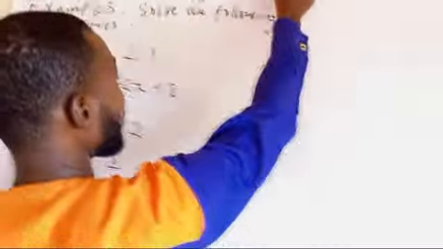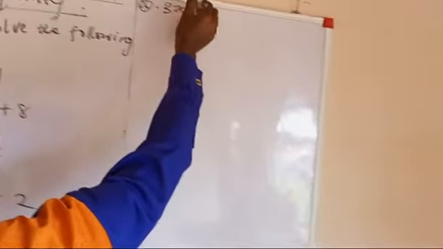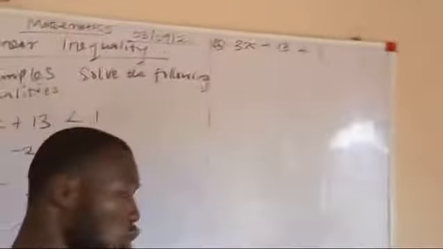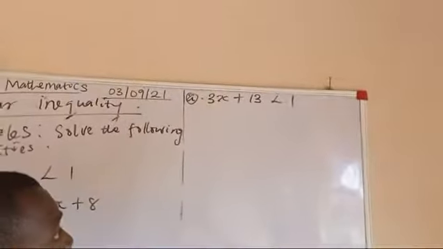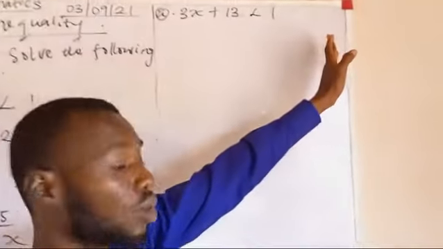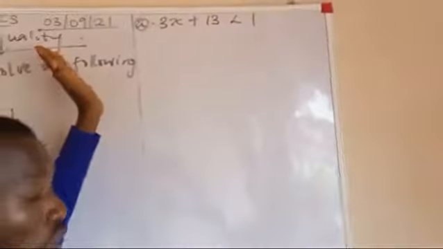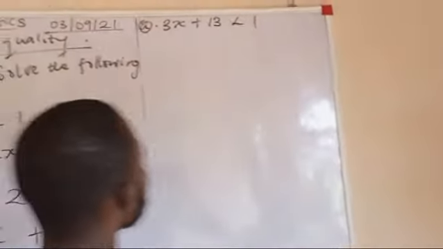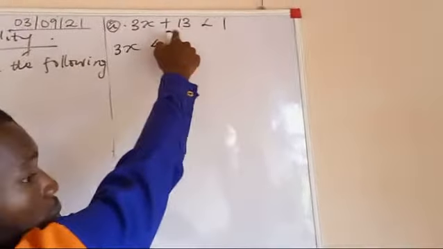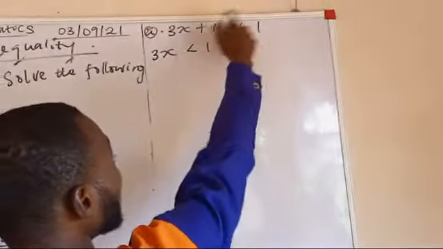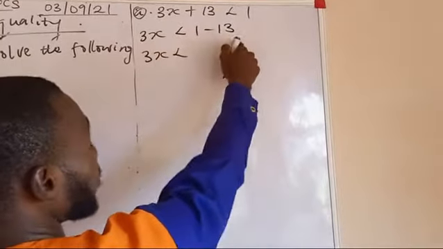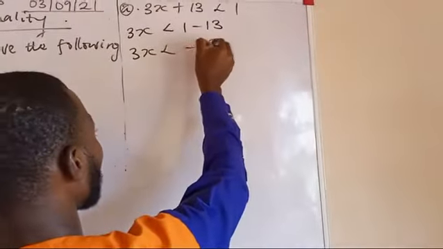So the first one, we have 3x plus 13 is less than 1. So it's just like a normal simple equation. First of all, we collect like terms so that the constant term will be on the right hand side and the unknown term will be on the left hand side. So this is going to give us 3x is less than 1. Remember, this one is plus. Once it's crossed, the sign will change to minus 13. So 3x is less than 1 minus 13, which gives us minus 12.